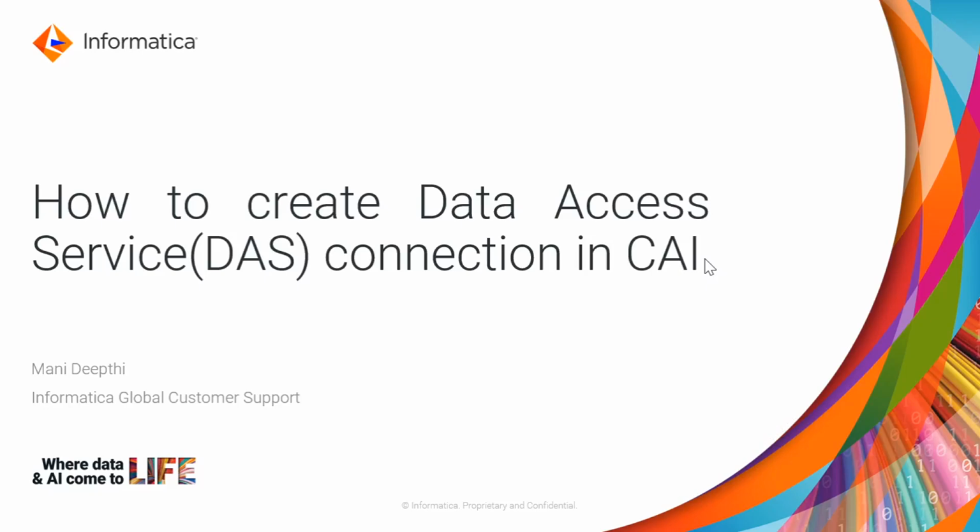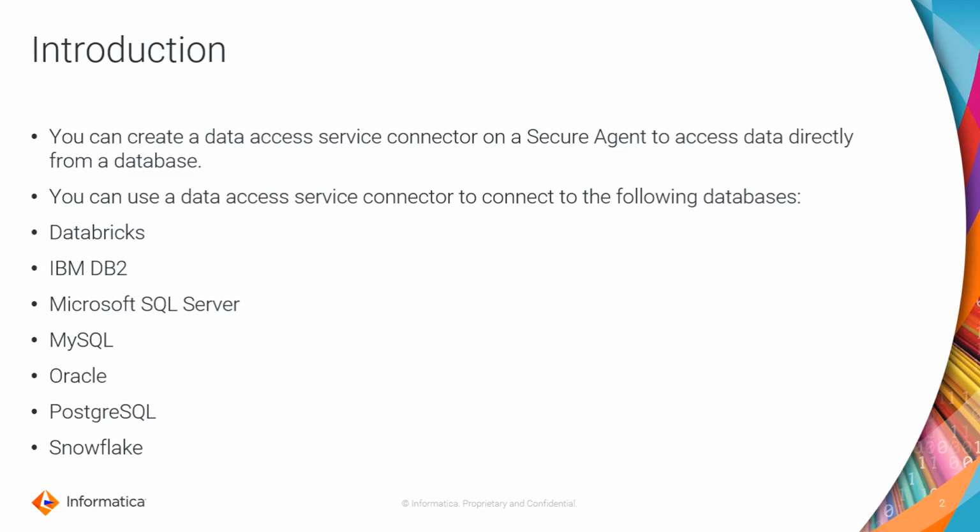In this video, we will discuss how to create a data access service connection in CAI. You can create a data access service connector on a secure agent to access data directly from the database. You can use the DAS connector to connect to the below mentioned databases.